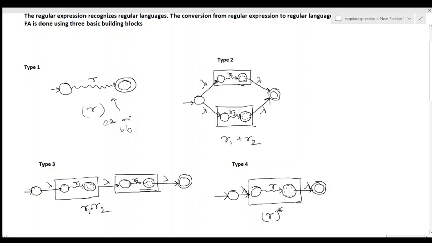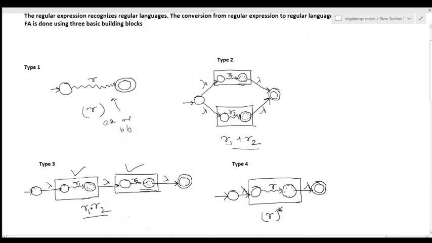Now, if there is a regular expression of type R1 plus R2, we are gonna have this type of parallel edges between the start and final state. To do so, we can have transitions with a lambda input symbol. Then another type of transition is for concatenation, R1 then R2. So first we draw the transition diagram for R1, then R2, in series.